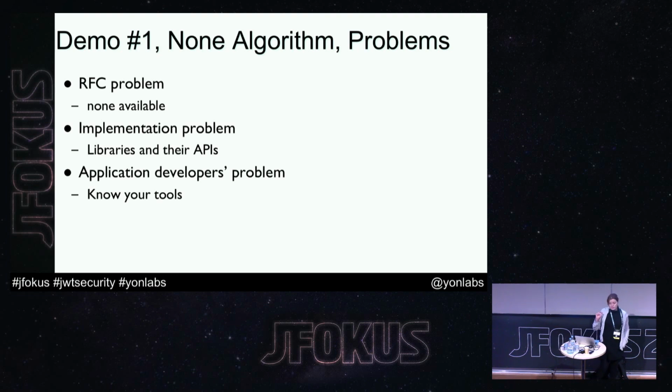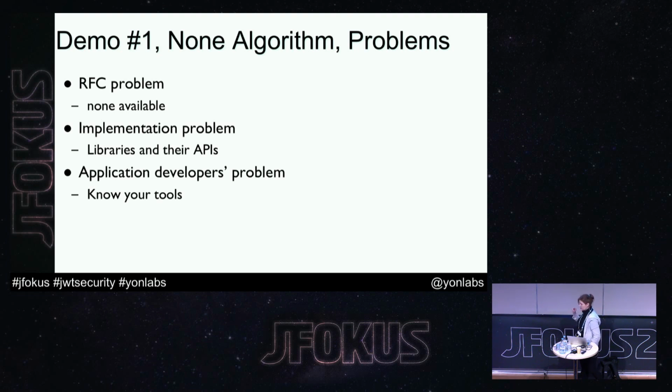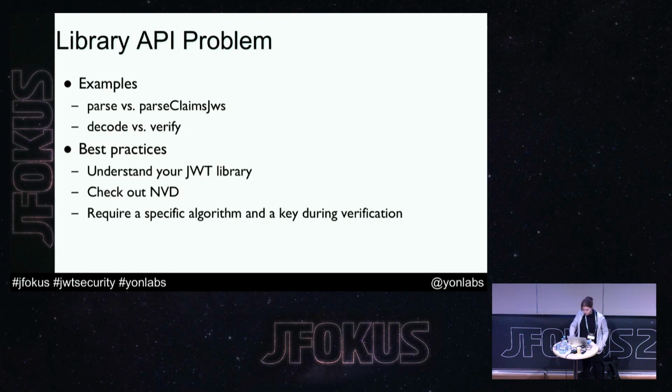Also, that demo revealed another problem, an implementation problem, with libraries and their APIs. They are not very clear, right? It also leads to another problem: we as developers have many more issues because we have to know our tools very, very well and in detail. So this is that example with parse versus parse claims JWS.